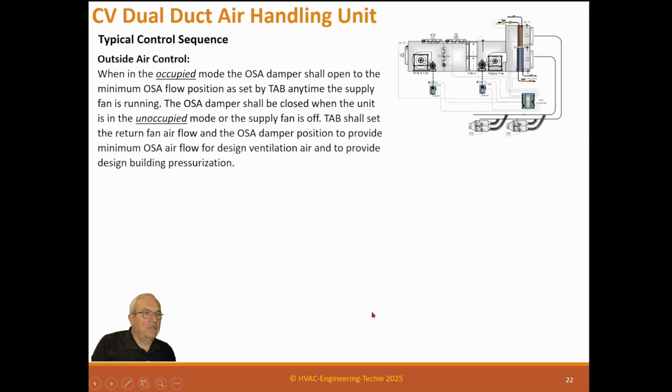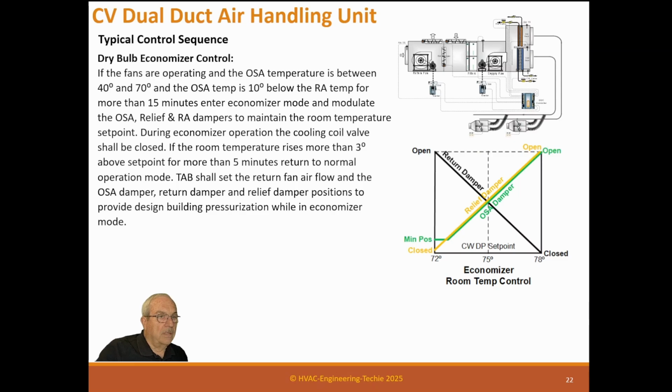Outside air control. When in the occupied mode, the outside air damper shall open to the minimum outside air flow position as set by the TAB. Anytime the supply fan is running, the outside air damper shall be closed when the unit is in unoccupied mode or the supply fan is off. TAB shall set the return air fan flow and outside air damper position to provide minimum outside air flow for design ventilation and to provide building pressurization.